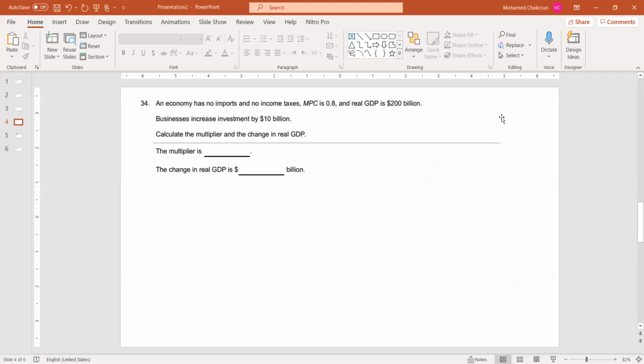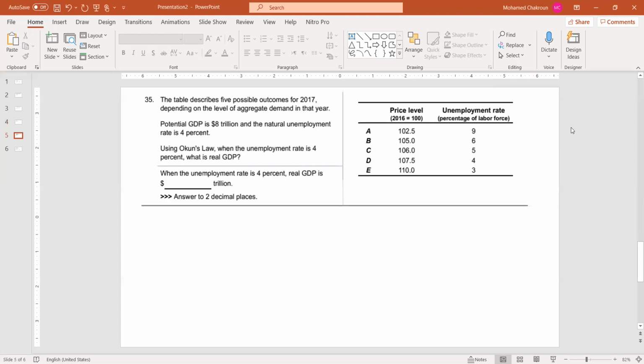Let's move to another exercise. The table describes 5 possible outcomes for 2017, depending on the level of aggregate demand in that year. Potential GDP is $8 trillion, and the natural unemployment rate is 4%. Using the Okun law, when the unemployment rate is 4%, what is real GDP?